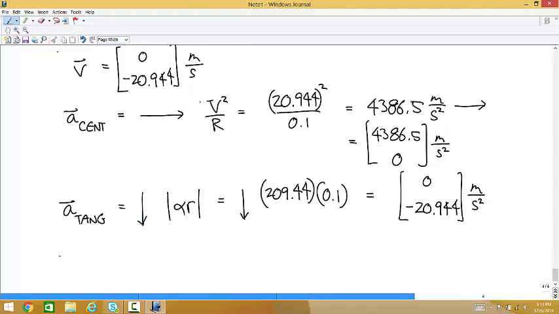And so now the total acceleration is, add those two together, you get 4386.5, negative 20.944 in meters per second squared. And so that's something like 500 Gs, a huge acceleration, which is what you need to use this to separate out things of different masses. Any other questions about this?